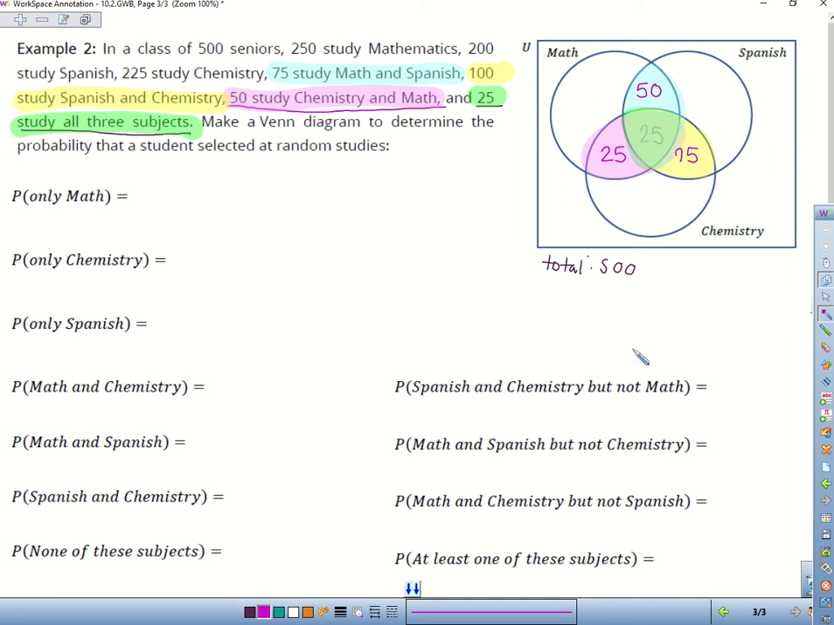Okay, so remember, like I said, you can't double count. That's the most common mistake people make in this scenario. So, 250 students study mathematics. How many people are already in the math circle right now? 100. Which means we only need to add 150 more to get to 250.